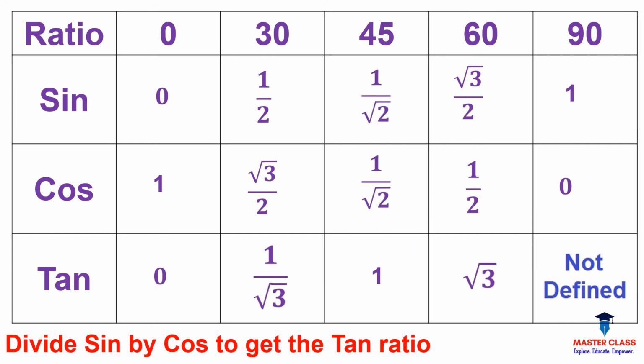Tan 60 is equal to sine 60 divided by cos 60, which is equal to root 3 upon 2 divided by 1 upon 2, which is equal to root 3. Tan 90 is not defined because we cannot divide any number by 0.